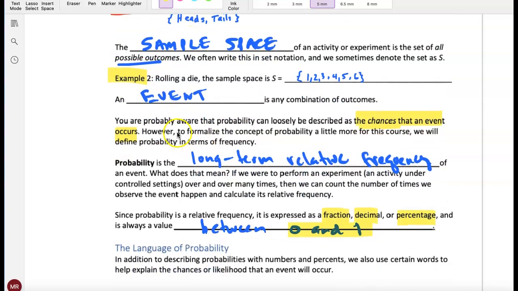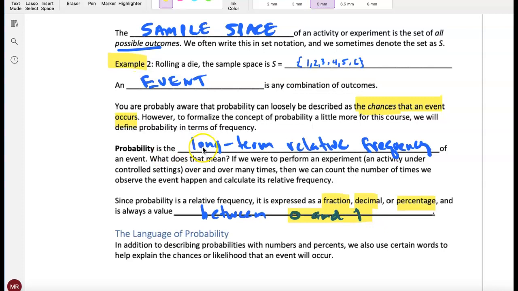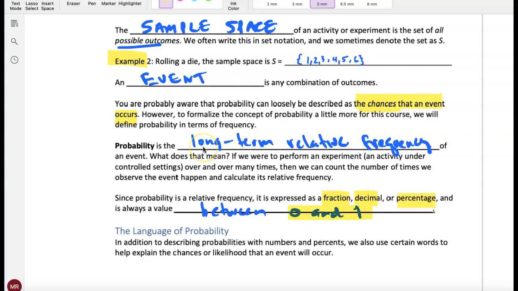And so what we think about with probability is this idea that we think about it in a mathematical way. It's the long-term relative frequency of an event. If we see some activity, how likely would that event occur in the long term if we saw it happen 100 times, 1,000 times? That's what we talk about with probability, the long-term relative frequency of an event, right?